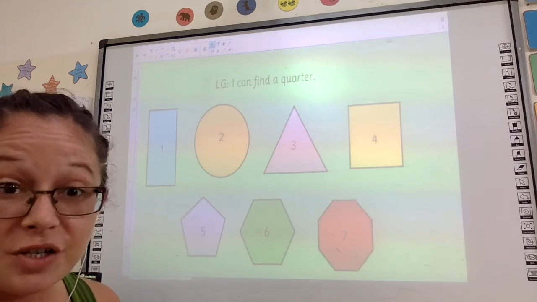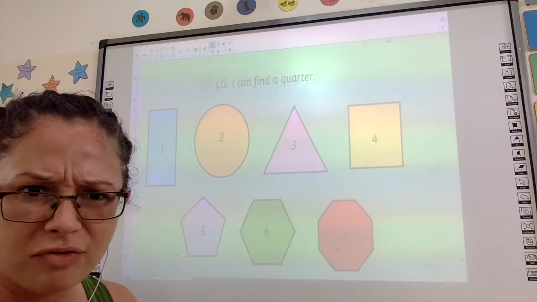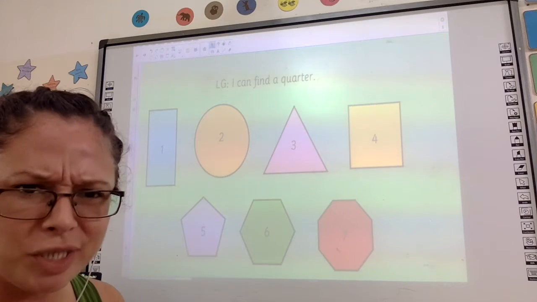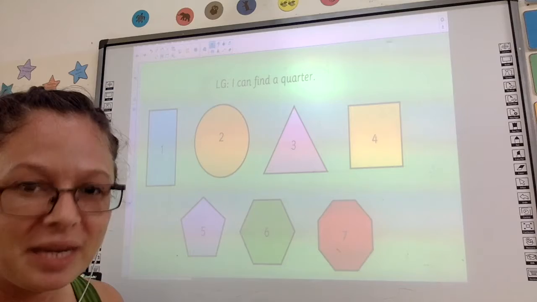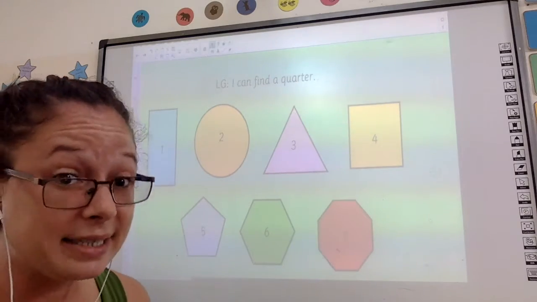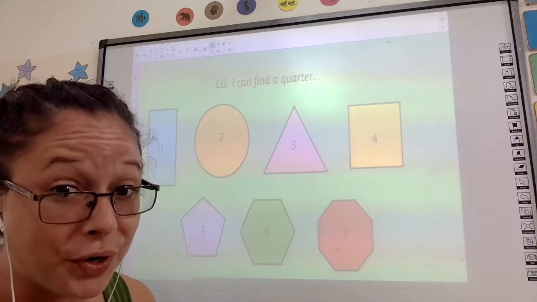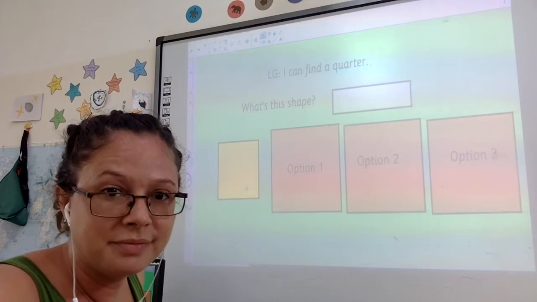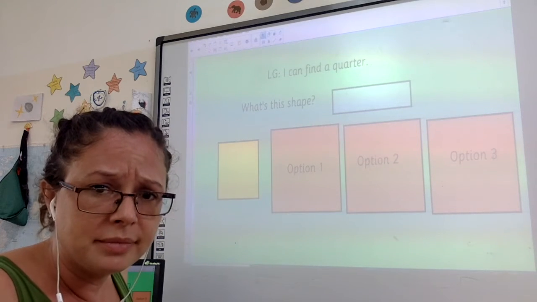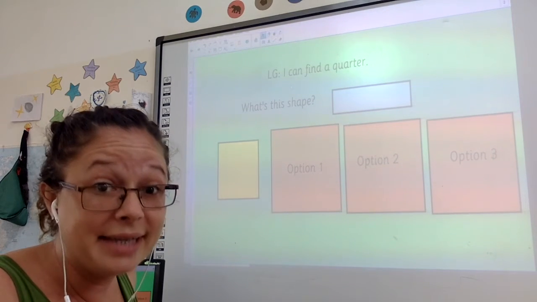You've probably seen this shape before. They're often red, the sign, and it often says stop. What shape is this? It's an octagon, and an octagon has 8 sides and 8 corners. Now, can you remember what this shape is again? That's right, it's a square.